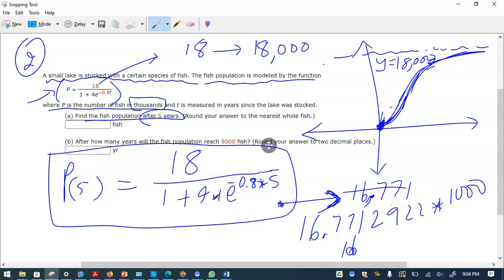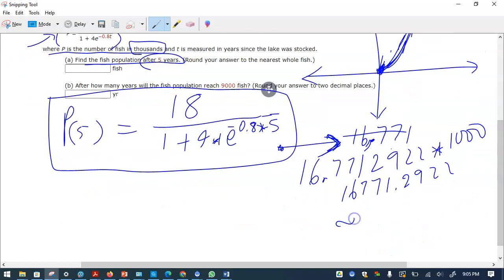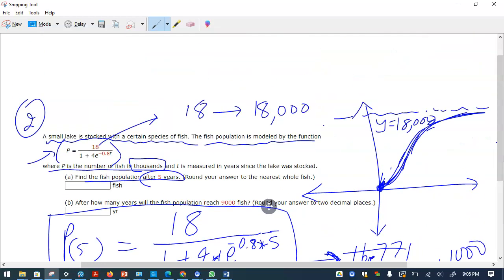And when you multiply by 1,000, it becomes like this, 16,771.2. See? So that means we have to round it to the whole number. But after the decimal, the number 2 is less than 5. So this stays the same. So 16,771. So this answer over here is 16,771. So I hope that takes care.